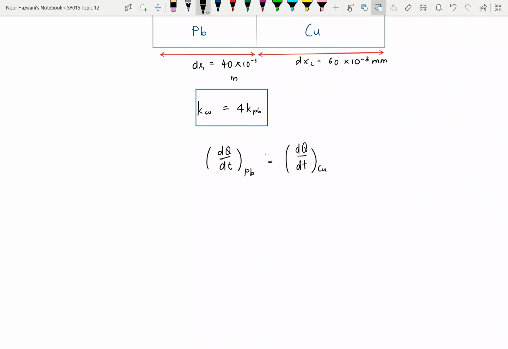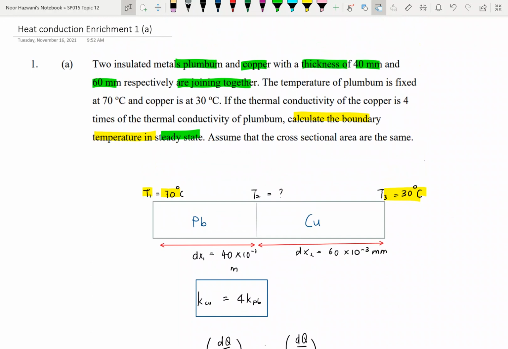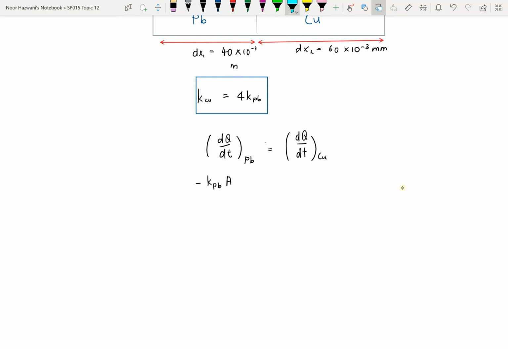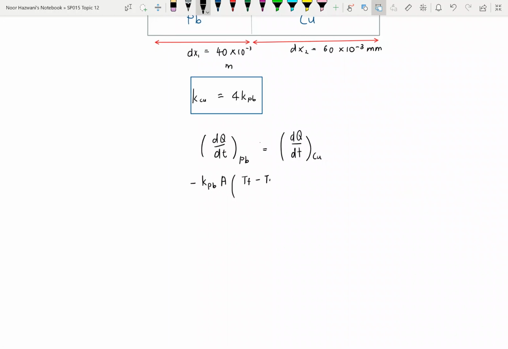Okay. After you do that, so kita masukkan equation dQ per dt, which is, so the left hand side belongs to lead, so kita akan masukkan K lead, and then area, what happened to the area, it said that assume the cross-sectional area are the same. So area kita sama, so we just label as A lah. Okay, and then the difference in temperature should be T final minus dengan T initial. Okay, and then you divide with the thickness, which is dx1 untuk lead.